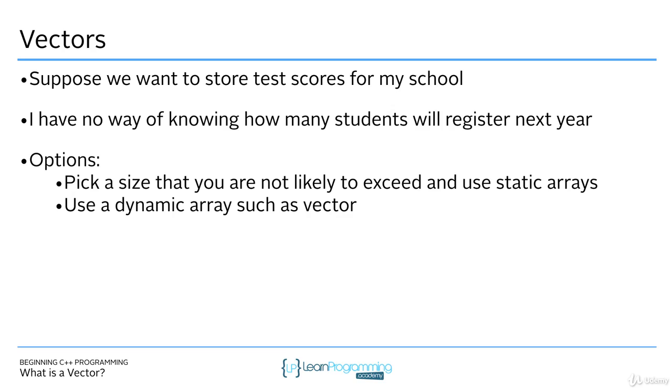For example, we may have 30 students in the class, but we allocated 50 students in the array. Not only have I wasted storage space, but now I need to keep track of how many students are actually in the array. And of course, sooner or later, you'll get that one student that exceeds the size of the array. So what do we do? Well, we can use a dynamic array, such as a vector, to solve some of these problems.